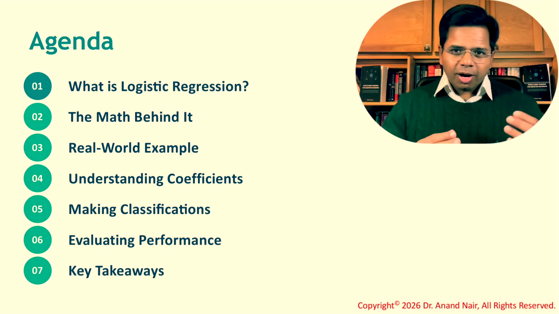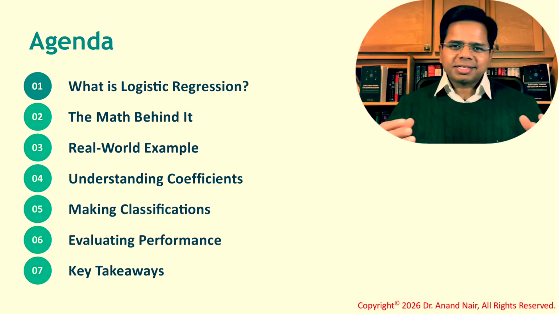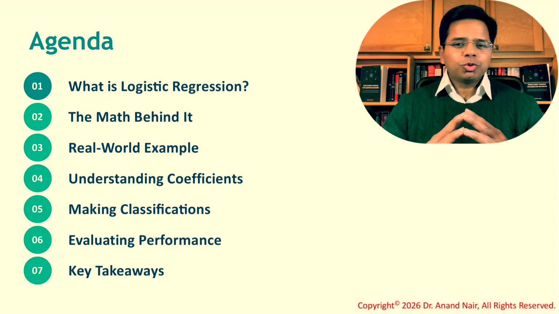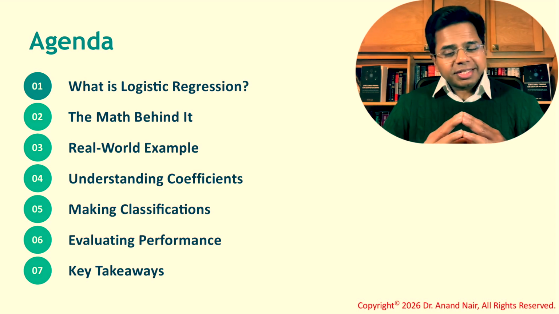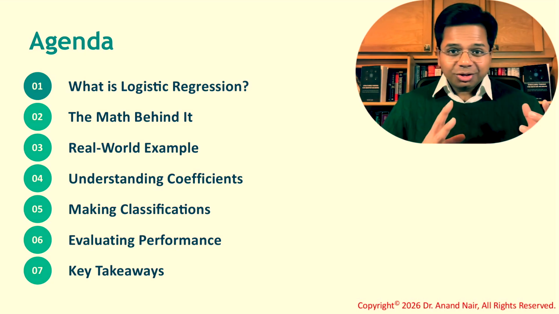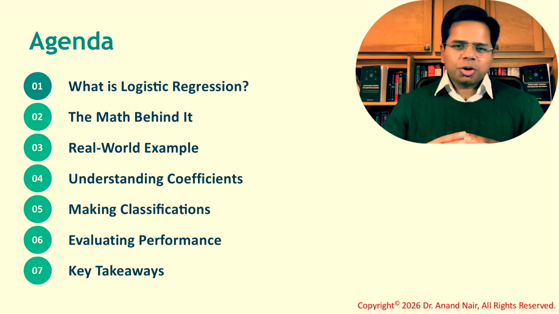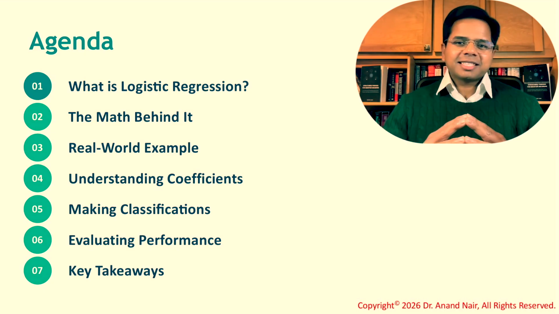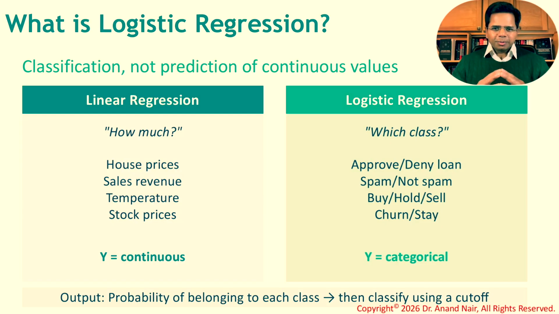Then comes the fun part, a real example with fitness center data. We'll see how to predict which customers will upgrade to premium membership. It's like being able to read minds, but with math instead of telepathy. Finally, we'll talk about how to know if your model is any good. Because a bad prediction model is like a broken compass, worse than having no compass at all. Let's get started. Let's start with the fundamental question.